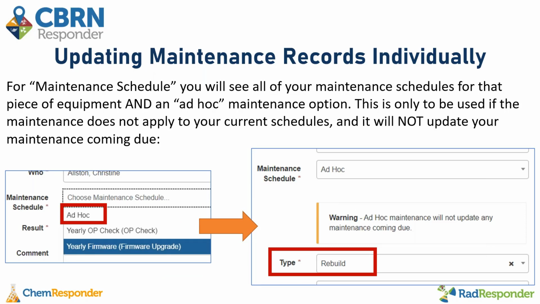For maintenance schedule, if you go through the regular process like I showed first by just going to the maintenance tab and expanding it and clicking add, you do need to choose which maintenance schedule you're applying the maintenance to. And so you'll see all of your maintenance schedules that you have for that piece of equipment, and you will also see an ad hoc maintenance option. And so this is to only be used if the maintenance does not apply to any of your current schedules, and it will not update your maintenance coming due. And so what this means is if you have a calibration due, let's say last week, but you enter an ad hoc maintenance, it will not say that your calibration has been completed because you did not select calibration as the maintenance schedule.